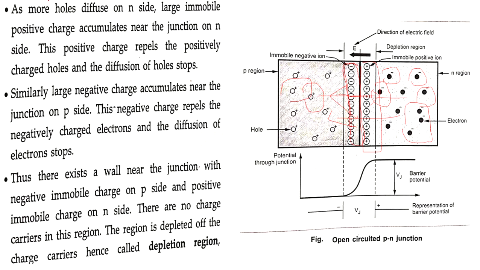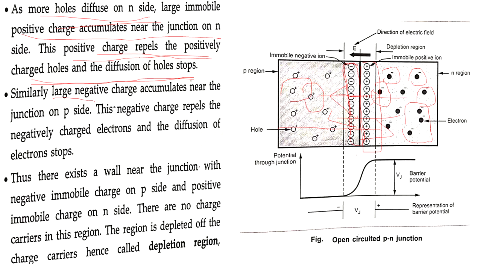So there will be more holes diffused into the n side, and a large positive charge accumulates near the junction of the n side. This positive charge repels the positively charged holes and diffusion of holes stops. What does it mean? From the p side to the n side more holes will diffuse, right? More holes will diffuse. So this larger number of diffused holes will stop the flow of electrons from the n side to the p side. This positive charge repels the positively charged holes and diffusion of holes stops.